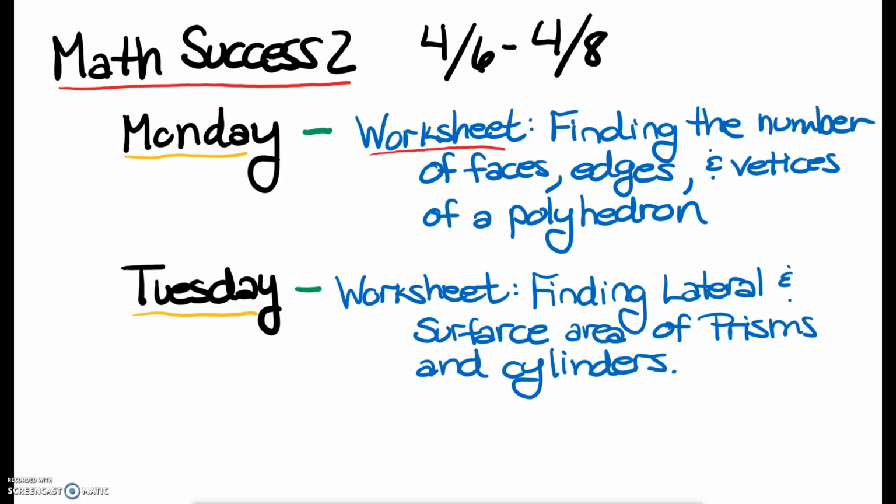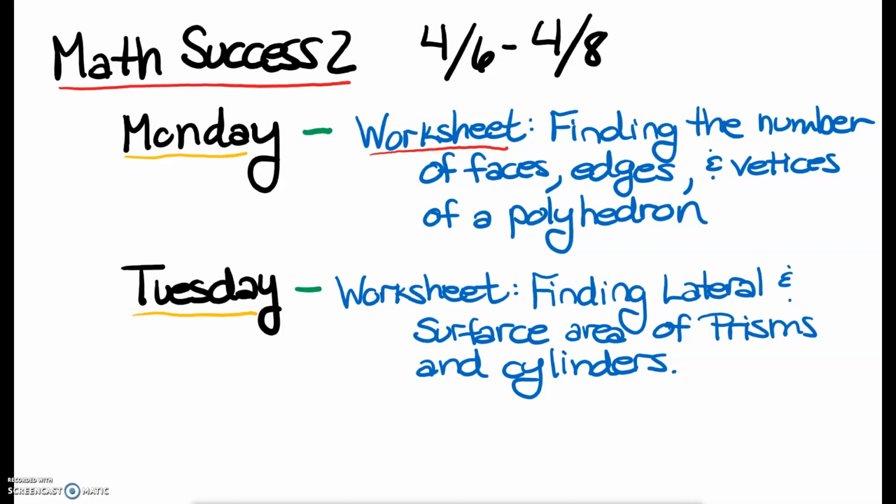Before we complete that worksheet, we're going to be listening to a video that talks about what a polyhedron is, what a face on a polyhedron is, how to find the edges, and how to find the vertices, as well as a short discussion on Euler's formula, and then the video walks through some examples that will help you tremendously on completing the worksheet. The worksheet will be about finding the number of faces, edges, and vertices of a polyhedron.